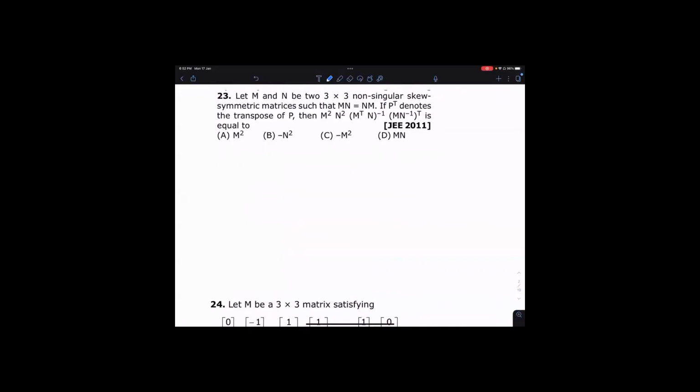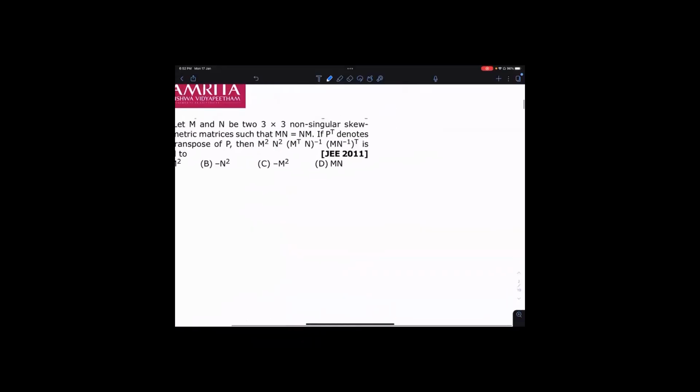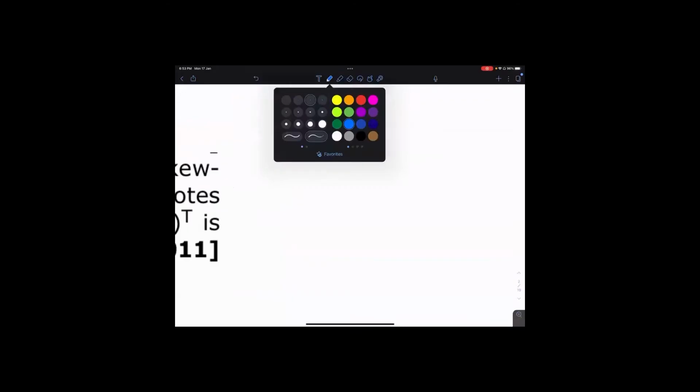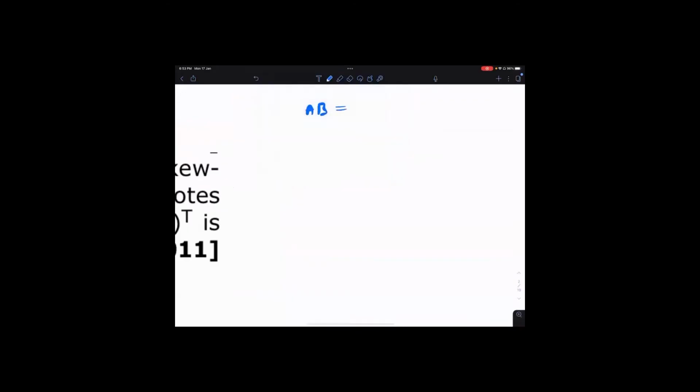Now coming to this question, this is a JEE question. But the fundamental which is required for this question is very simple. In matrices, we all know that AB need not be equal to BA. That is in general. So for example, if they give A plus B whole square, what will it be? It is A plus B into A plus B, correct?